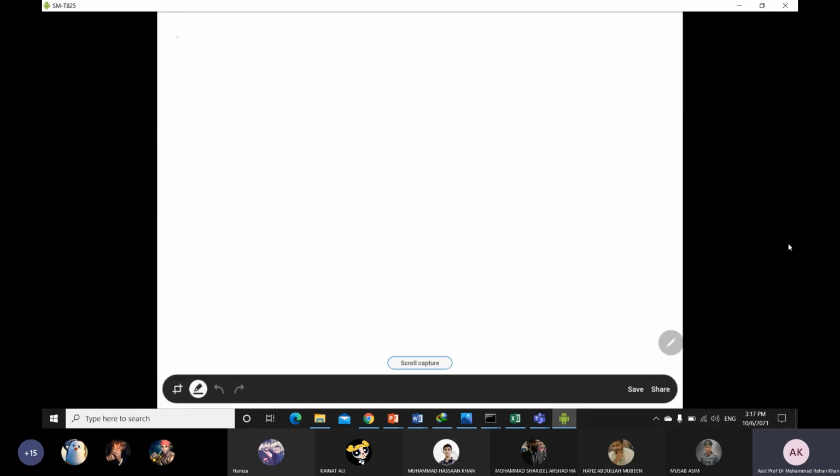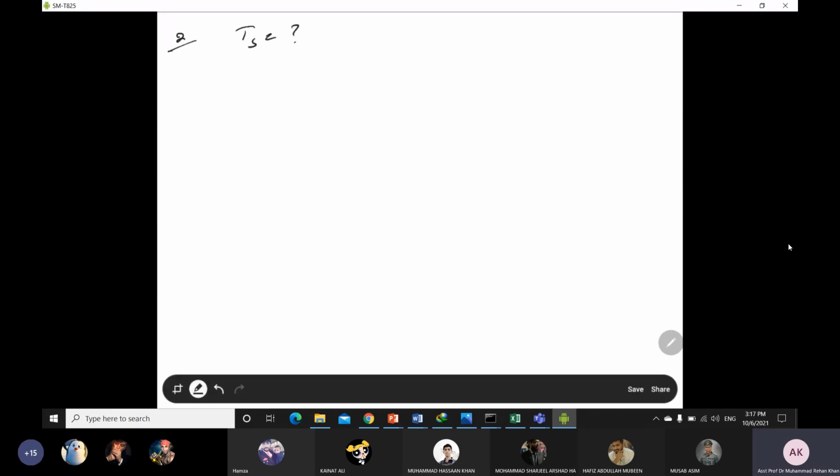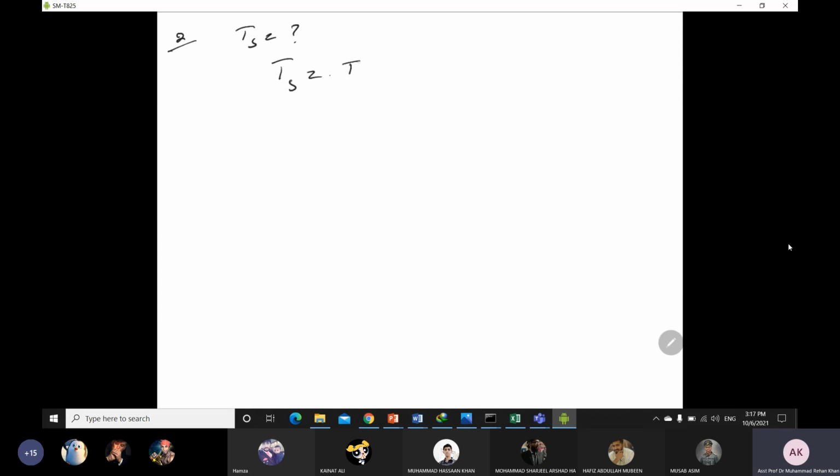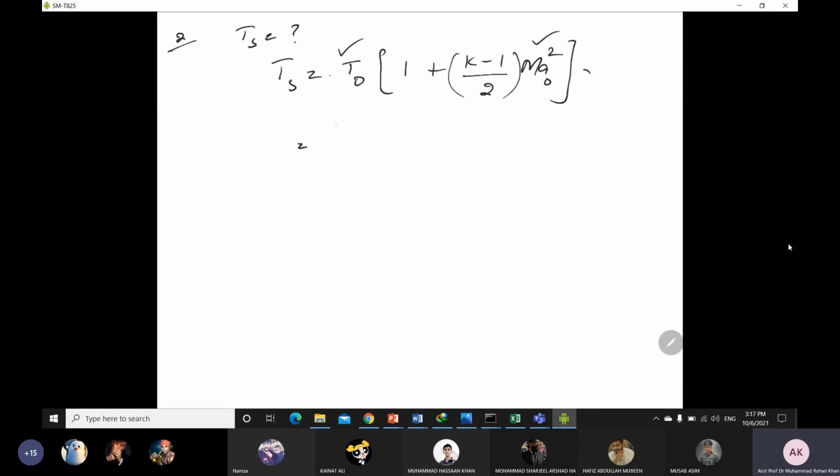Coming towards part number 2, or you can say B, where we have to find the stagnation temperature. Again, the same relation which we already developed: T s is equal to T naught times 1 plus (k minus 1) divided by 2 times Mach naught square. T naught value is known to you, and the Mach number naught we already found. Simply plug in all the values and you will get the stagnation temperature. You have to solve it by yourself, but I'm just going to write the answer, which is 303.4 Kelvin.